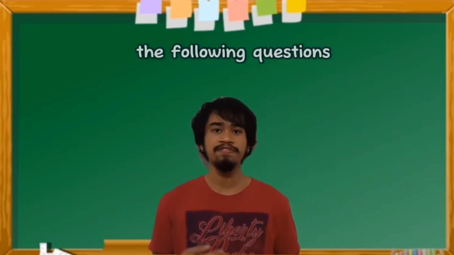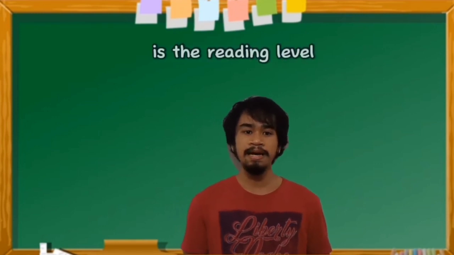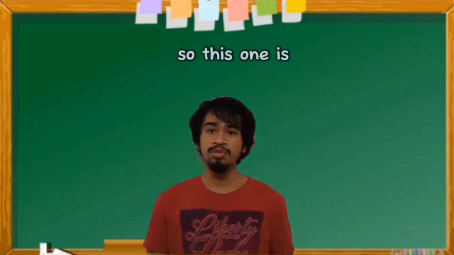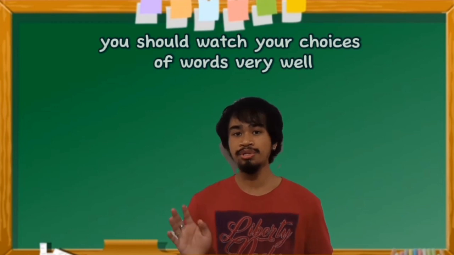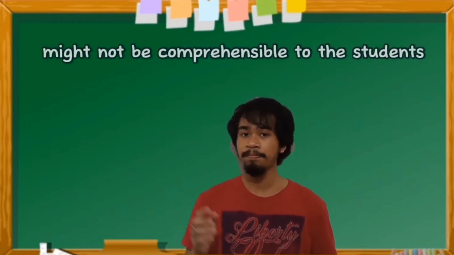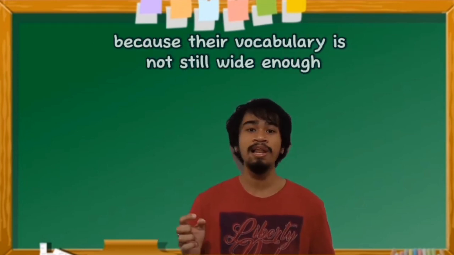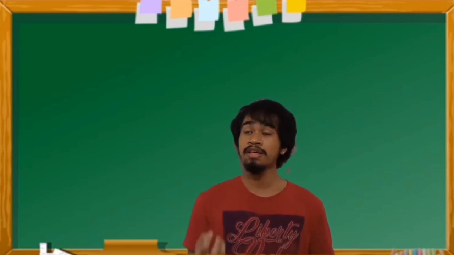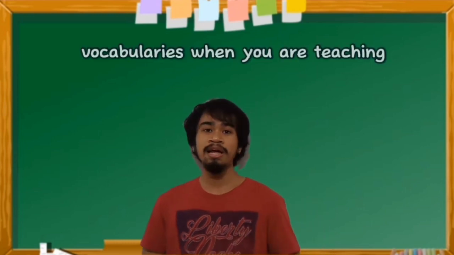And now, before the acquisition and using any educational technology tool and software, the teacher should ask himself or herself the following questions. The first one is: is the reading level appropriate to the reading age of the user? This basically implies that you should watch your choice of words very well, because the terms that you are using might not be comprehensible to the students, because their vocabulary is not yet wide enough to grasp the terms that you are using. So you better watch your vocabulary when you are teaching.